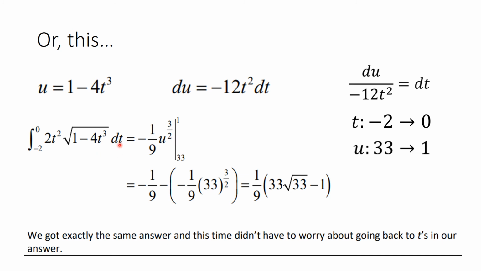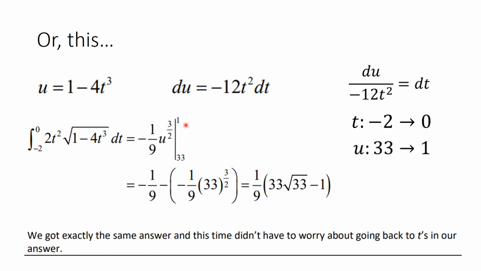Here the variable is t. I'm going from minus 2 to 0. I do a u substitution. Magic happens. The t squared cancels with the t squared, so magic is happening. And the 2 is divided by minus 12, and we get another factor coming up here when I do the integration. So this is the expression I get, and I'm going from 33 to 1.